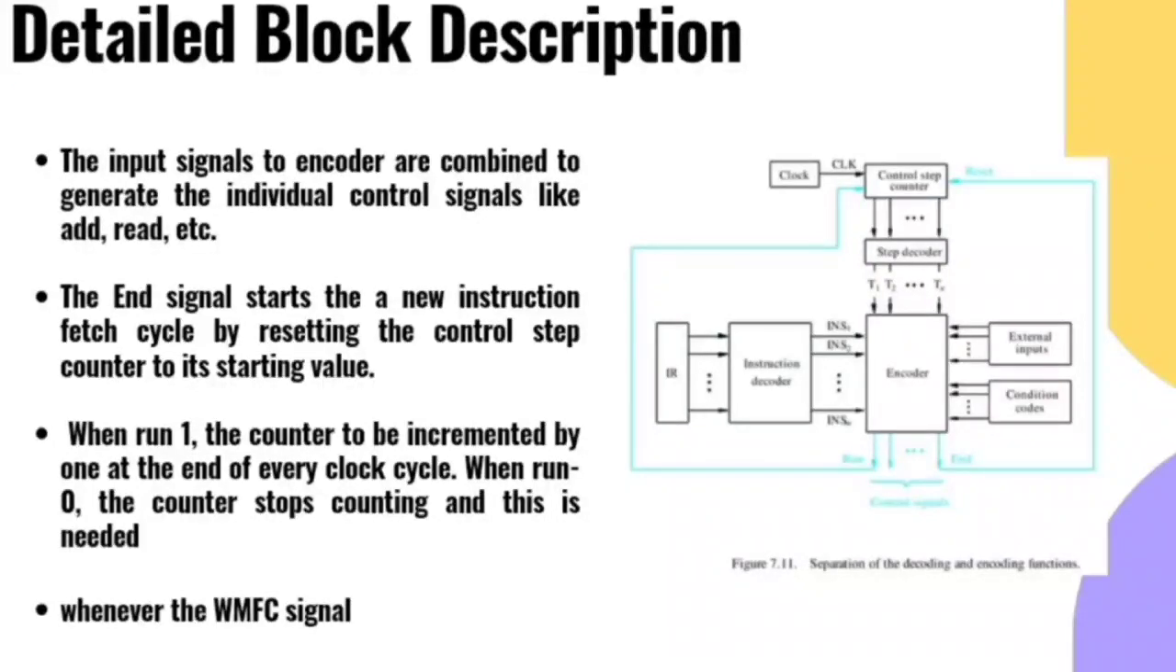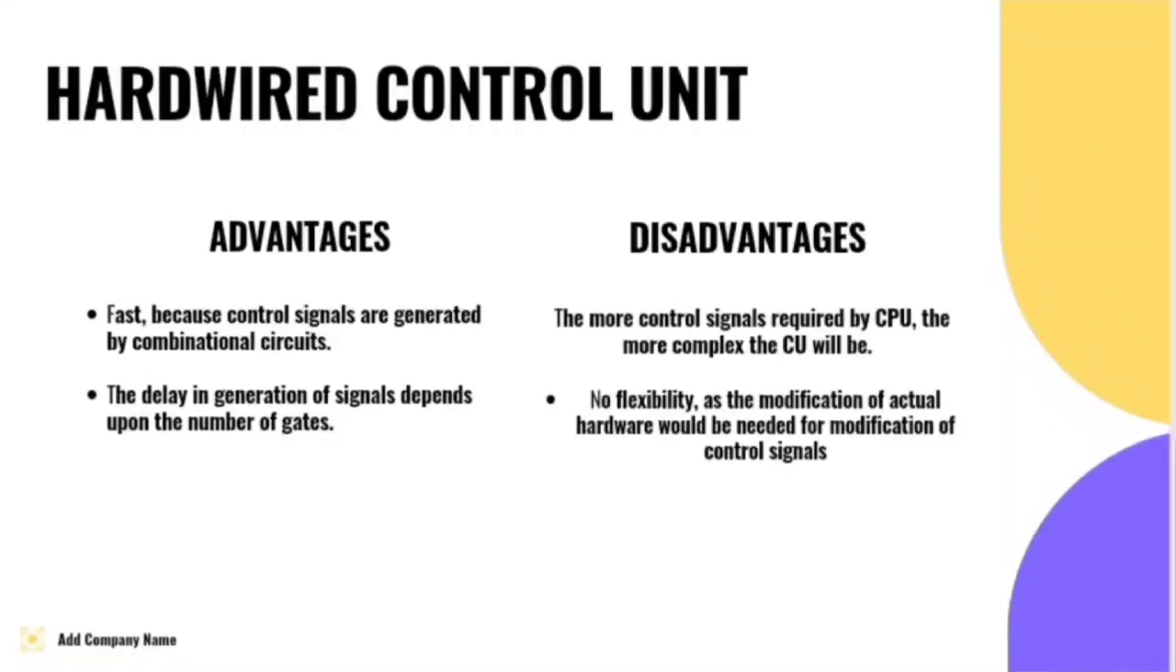When run equals 1, the counter is incremented by 1 at the end of every clock cycle. When run equals 0, the counter stops counting, and this is needed whenever the WMFC signal is activated. Now let us learn more about the advantages and disadvantages of the hardwired control unit. Its advantage is that it is fast because control signals are generated by combinational circuits. The delay in generation of signals depends upon the number of gates.